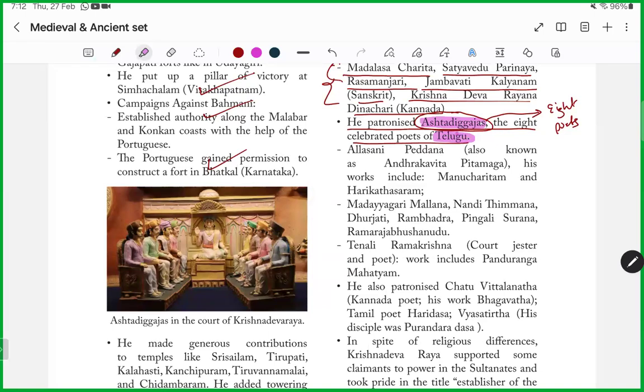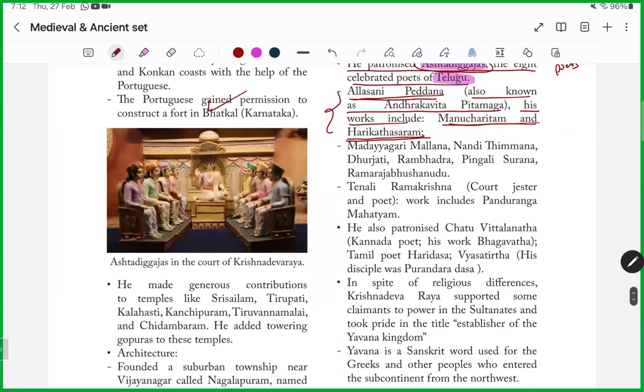Allasani Peddana, also known as the Andhra Kavita Pitamaha, wrote works including Manucharitam and Harikatha Saram. So it will be important as well. Who wrote the book Manucharitam and Harikatha Saram? It was Allasani Peddana.